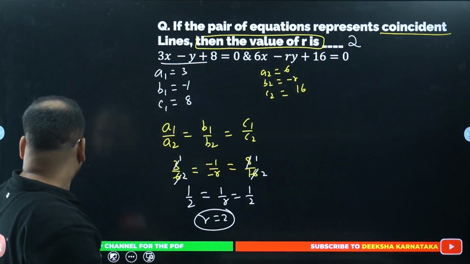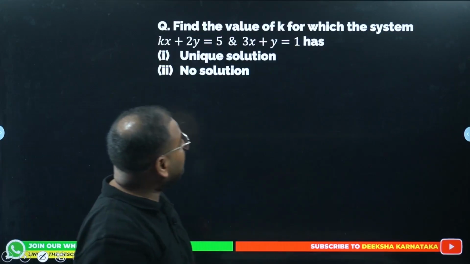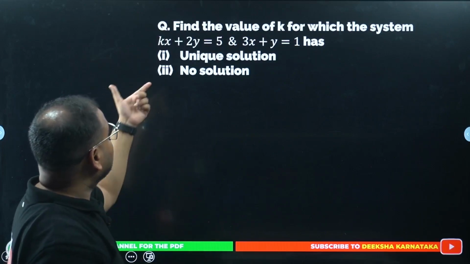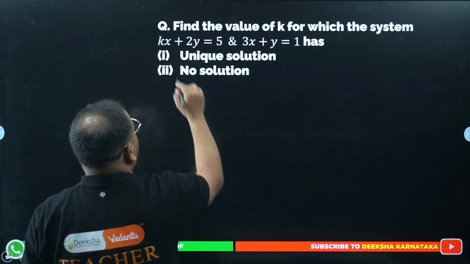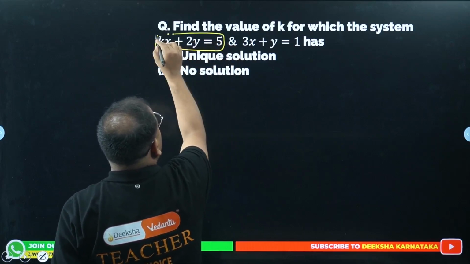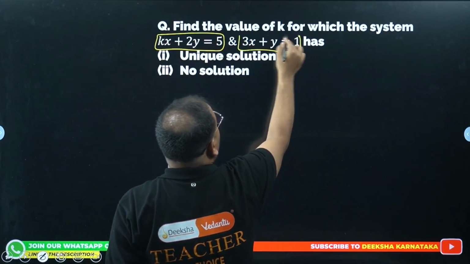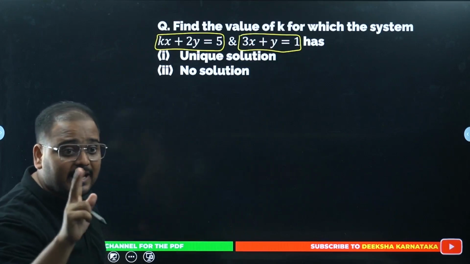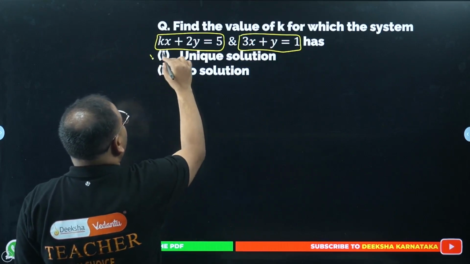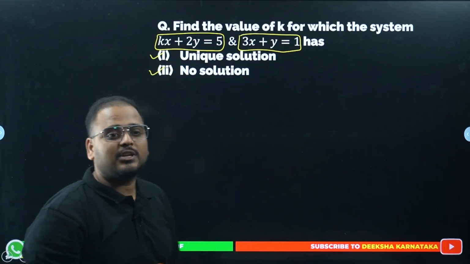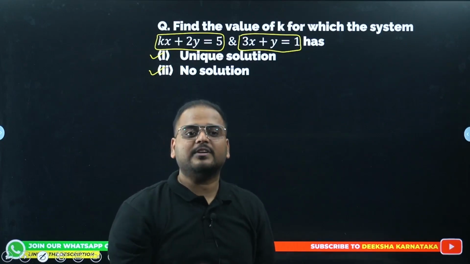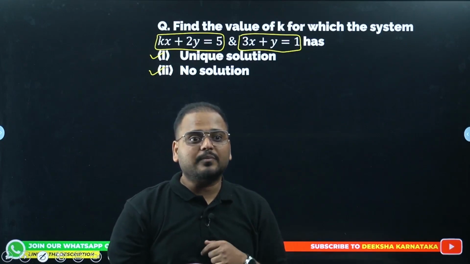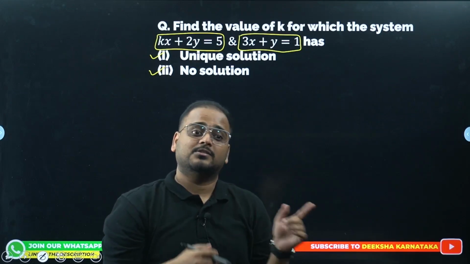Chaliye. Now find the value of k for which the system, these equations, has two conditions, unique and no solution. Unique means intersecting lines, one point of intersection. Okay, no solution means parallel lines, just the opposite one.